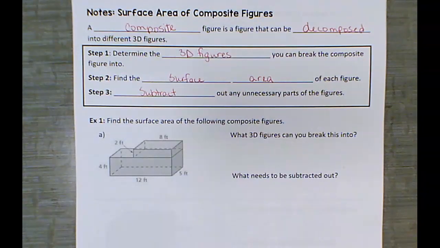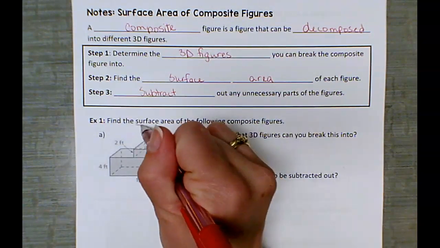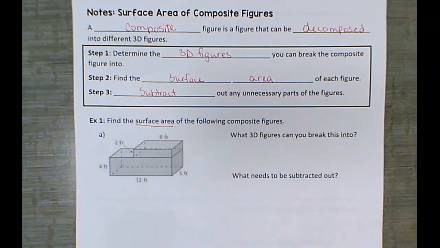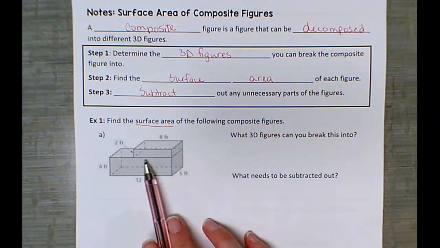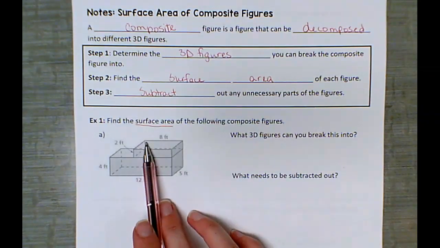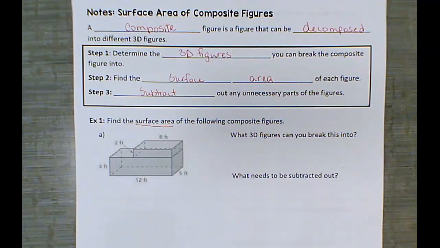Now we have example 1A, 1B, and 1C today. They all say find the surface area of the following composite figure, and they start out with 2 questions before you actually do the computations. So the first question is, what 3D figures can you break this into? Well, I've got kind of like a box down here and then another smaller box kind of laying on top. So the 3D figures we can break this into would be prisms. There are 2 of them, and they are rectangular because their bases are rectangles.